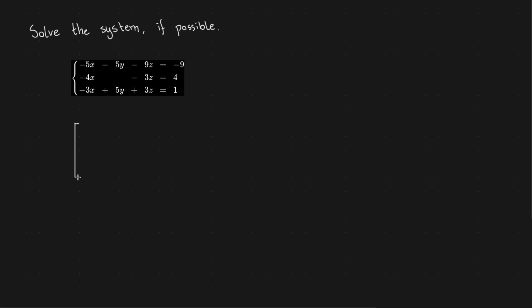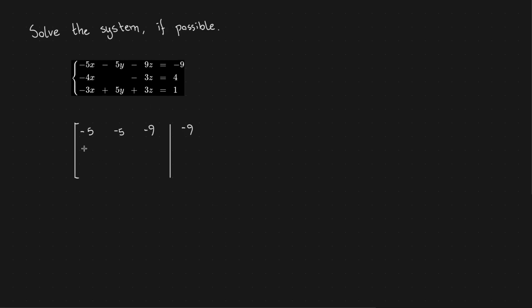That way we can organize and save a little bit of writing, so we don't have to write every variable. So the first row corresponds to our first equation. -5 is the coefficient of x. -5 is the coefficient of y in that first equation. -9 is the coefficient of z. And on the other side of the equation, we have the equation equal to -9. So that will be in the augmented part of the matrix.